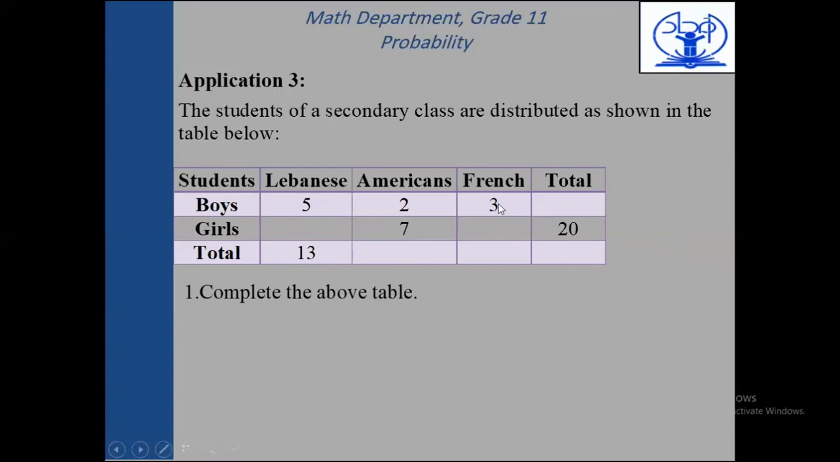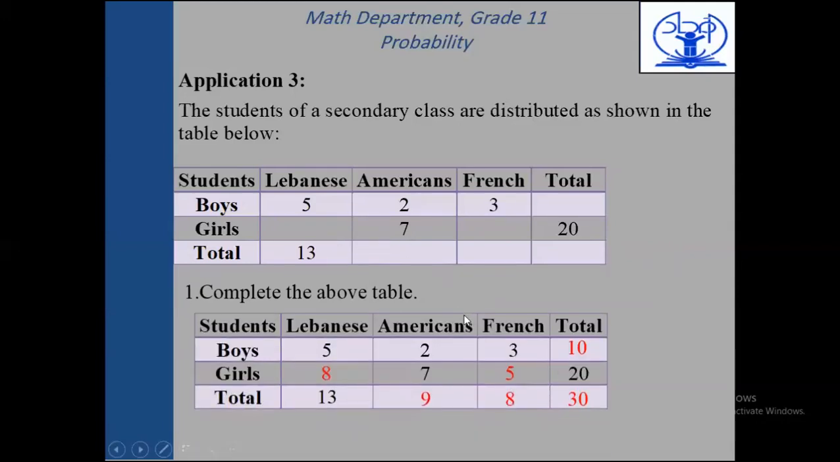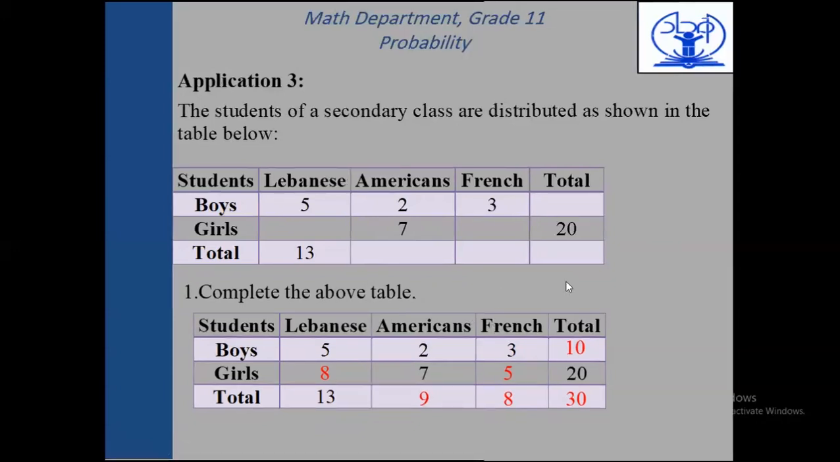If the French boys are 3 and you have a total of 20 girls, and you know these two to be 7 and 7, then you will be left with, here you have 8, sorry, 8 and 7, which is 15, so you will need a 5. So this is the table completed.